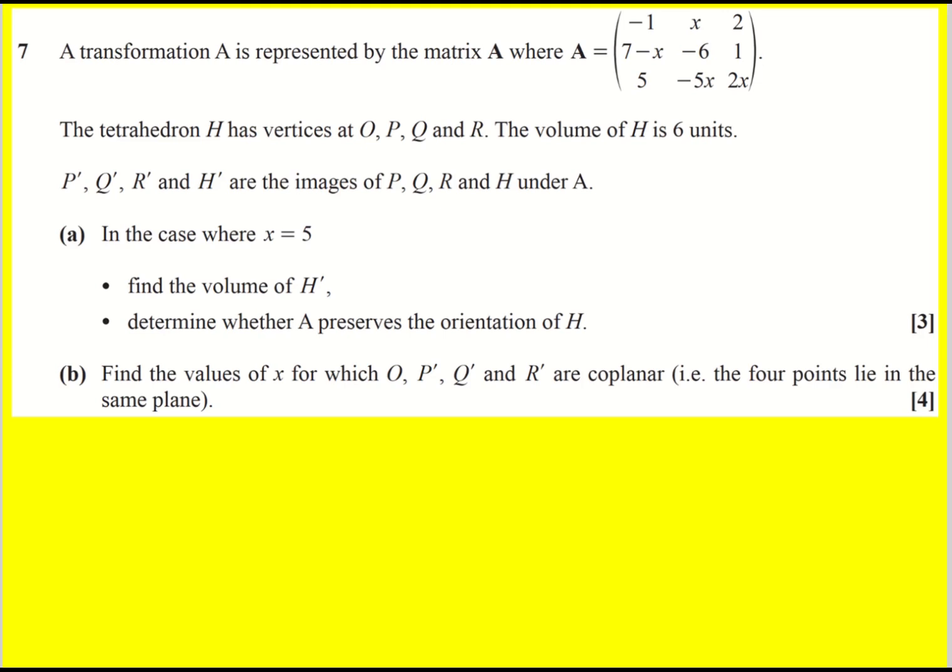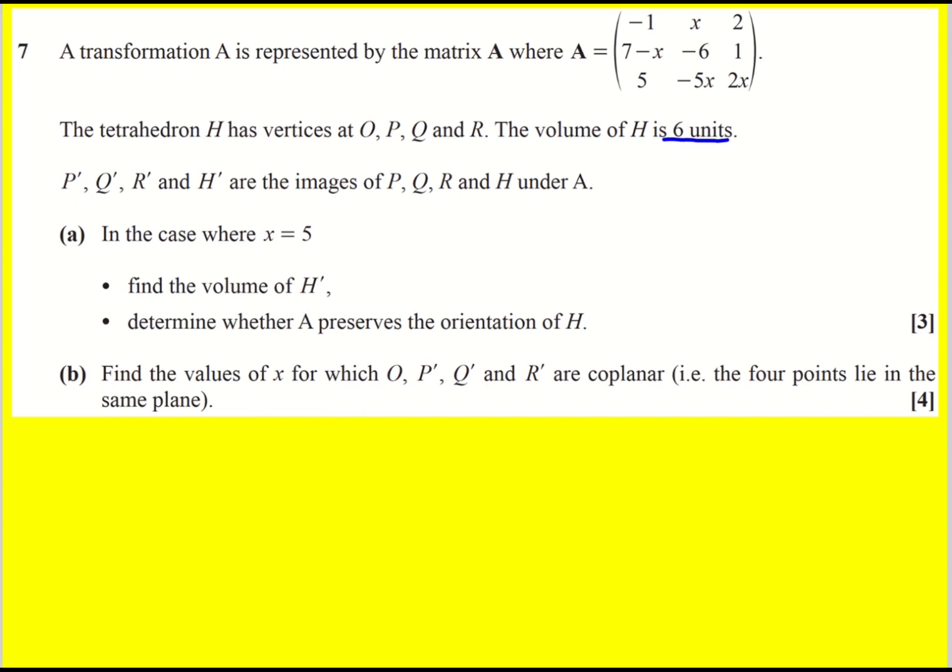Nice question here. We've got a transformation A represented by this matrix in terms of x, and then a tetrahedron, H, is being transformed using it. The volume of H is 6. We're then asked, in the case where x is 5, to find the volume of H dash and to determine whether the transformation preserves the orientation.